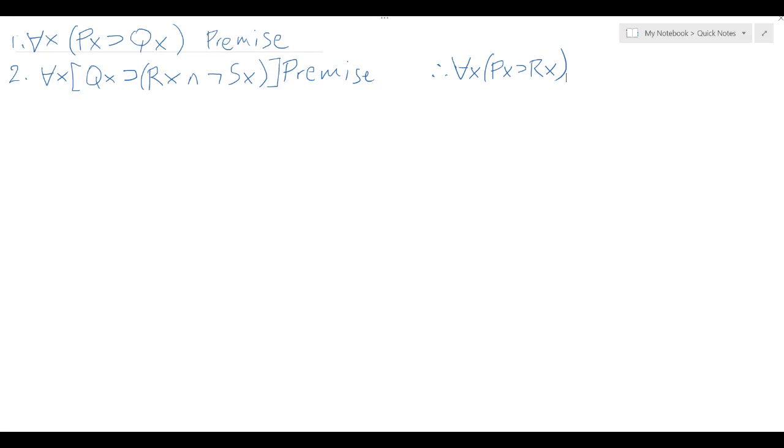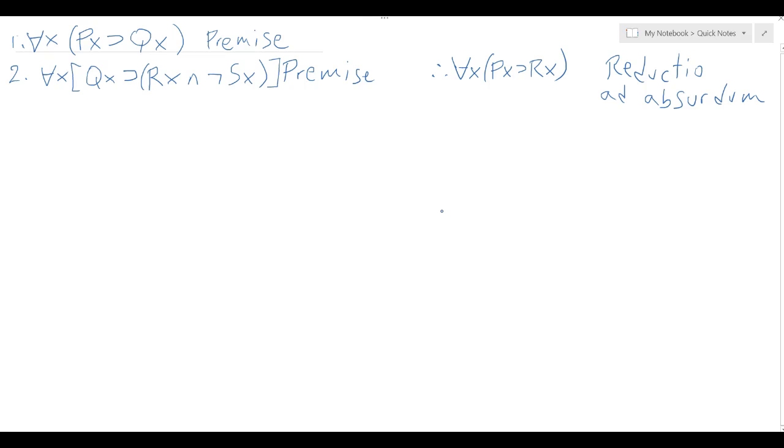Now, this is somewhat difficult to do unless you use a technique that is basically an indirect proof, or what some philosophers and logicians call reductio ad absurdum. This is the term. This is Latin for reduction to the absurd.